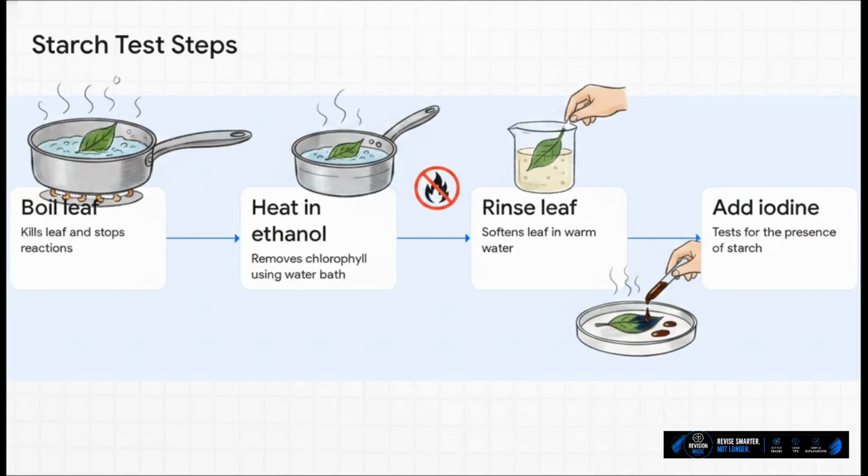And here is the exact step-by-step lab setup you need to know. First, we take the leaf and boil it in water. This kills it and stops any ongoing chemical reactions. Second, we heat it in ethanol.